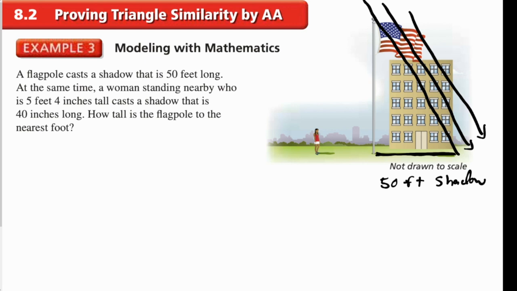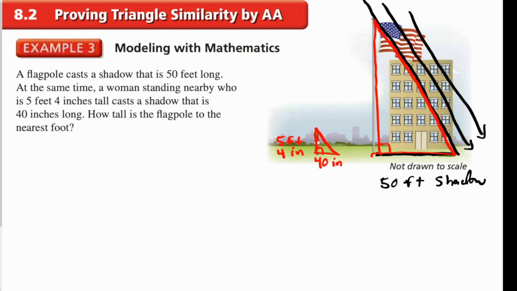So if we look at this, we should say, well, we have a triangle here. This is a right triangle because whenever we put up flagpoles, they are perpendicular to the ground. And then it says, at the same time, a woman standing nearby who is 5 feet 4 inches tall casts a shadow that is 40 inches long. So we could say that this is another right triangle, the person and their shadow. Again, it's a right angle.